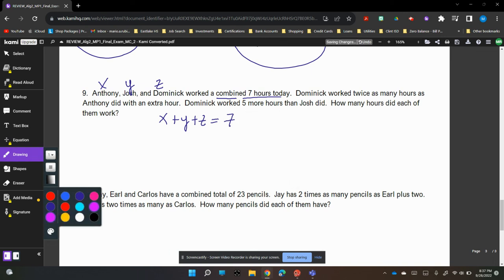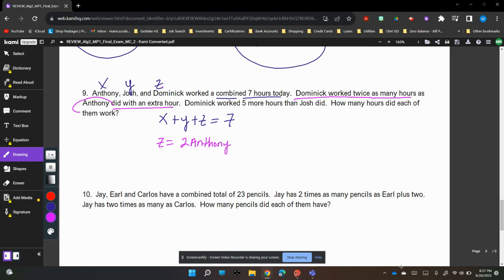Okay. Now let's take a look at, we need the second equation. Dominic worked twice as many hours as Anthony with 1 extra hour. So remember, Dominic we're representing with the letter Z. So I'm going to write Z equals. It says he worked twice as many hours as Anthony. So we're going to multiply Anthony's hours by 2, and then we're going to add 1 extra hour. So remember, Anthony, we're just using x, so we can write 2x.